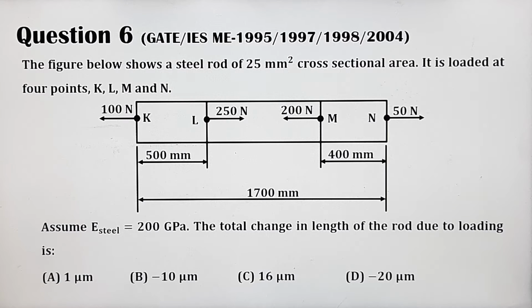Question 6. The figure below shows a steel rod of 25 mm square cross sectional area. It is loaded at 4 points K, L, M and N. Assume modulus of elasticity for steel is equal to 200 gigapascal. The total change in length of the rod due to loading is option A 1 micrometer, option B minus 10 micrometer, option C 16 micrometer and option D minus 20 micrometer.